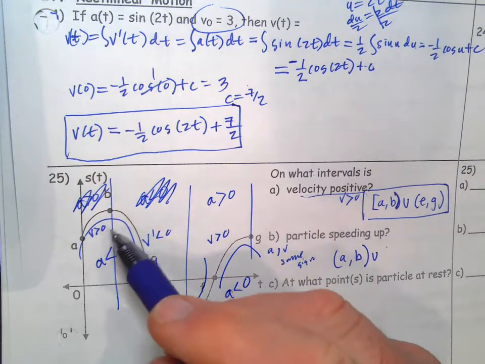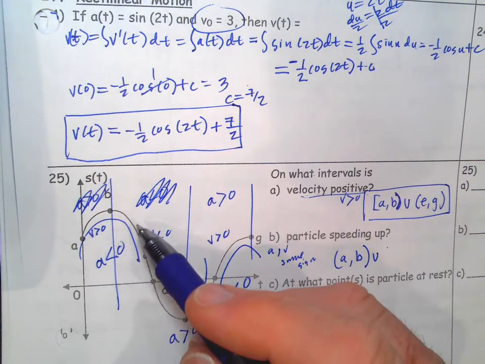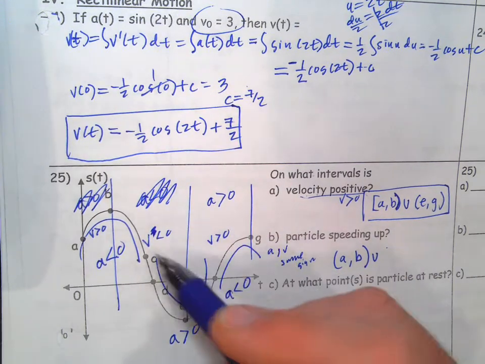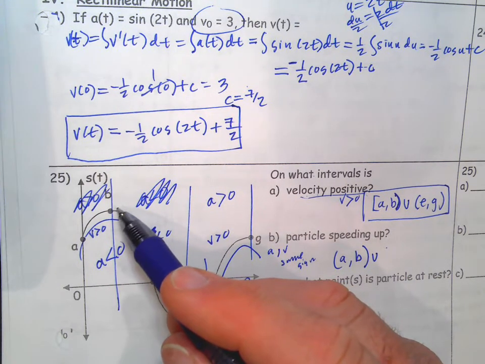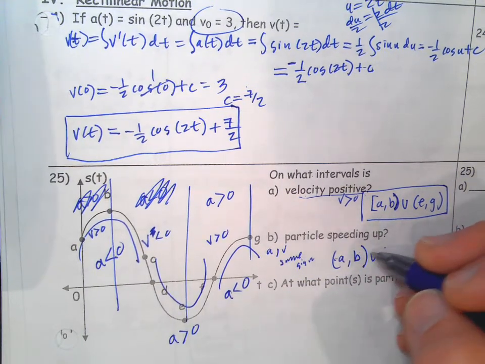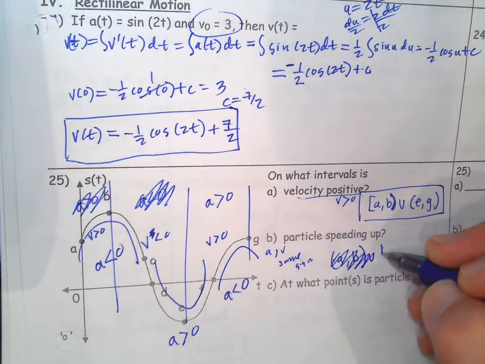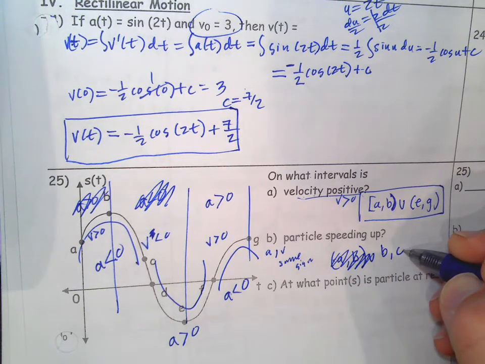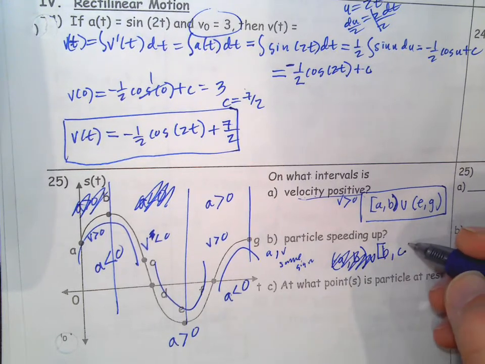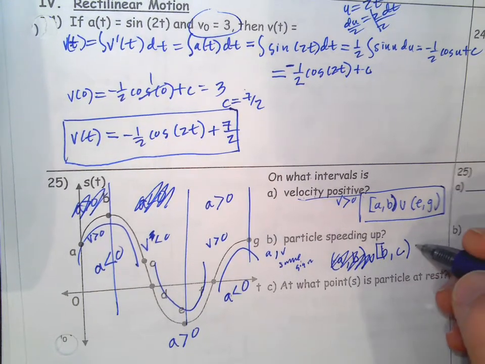So positive velocity, negative acceleration, negative acceleration. So I'm going to say B to C. B to C. We include B, velocity, and acceleration. It's in the middle. C, we don't because of acceleration.